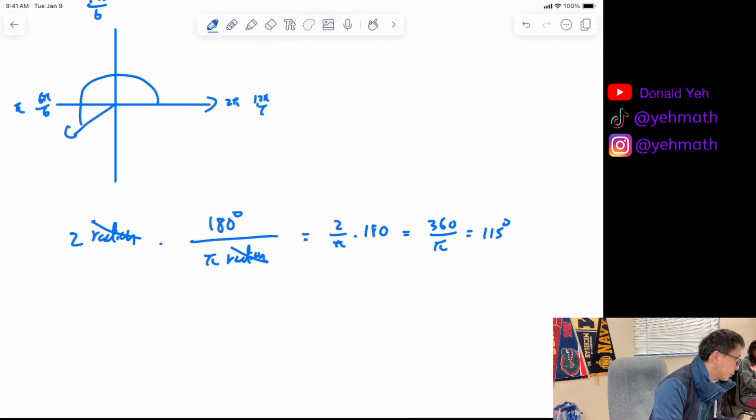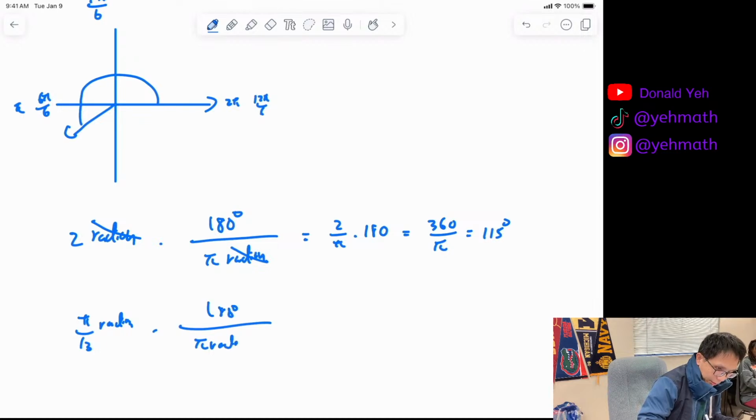39. Pi over 13 radians, so same thing. Change to pi radians equals 180 degrees, so pi radians cancel out. 180 divided by 13, I have no idea what that is. It's probably somewhere 16, 17-ish.